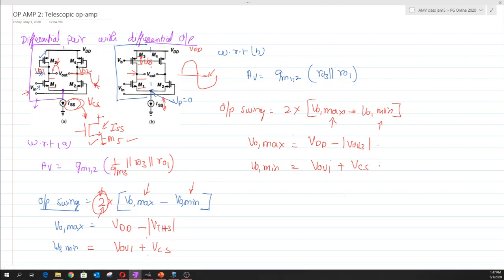So now I just want to compare a differential pair with a single-ended structure, such that we will complete our review and then move on to the next circuit topology, which is telescopic.